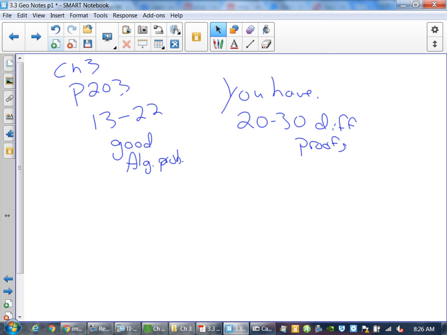So next chapter, are we done with proofs? No. Do you guys agree that the parallel line transversal ones are relatively easy? Am I wrong in assuming that you guys feel better with those than you did with segments and angles?